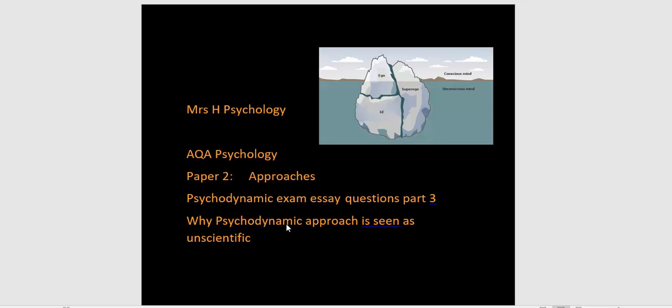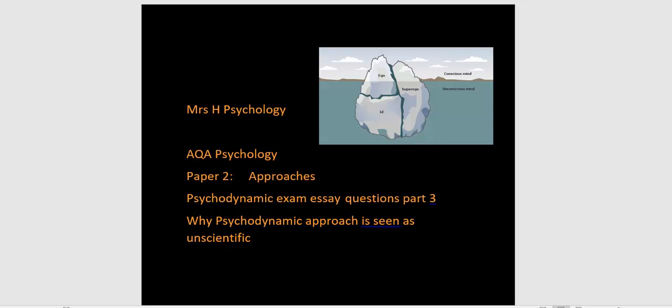Specific exam question. This time it's going to be a short one, but it could apply to an essay question. It is for AQA Psychology, AQA specification, but it could be applied to the others as well. For AQA, approaches comes in paper 2, and here we're looking at the psychodynamic approach. Specifically, this little question: why a psychodynamic approach is seen as unscientific.